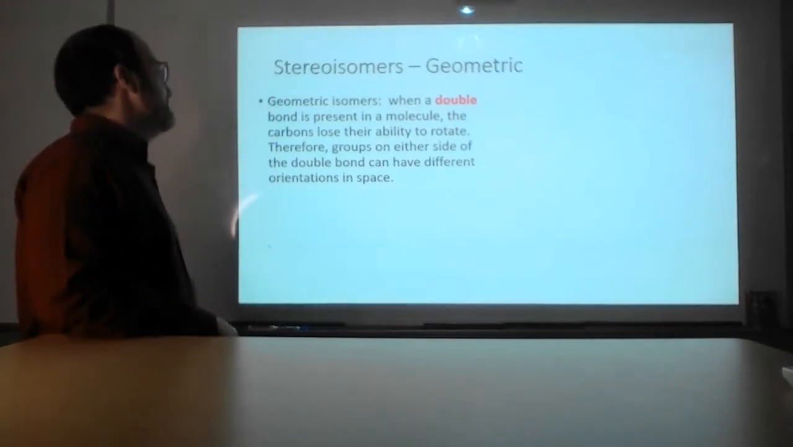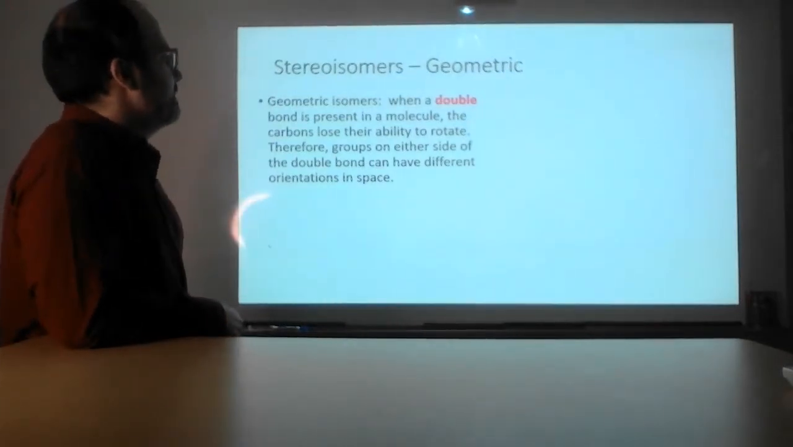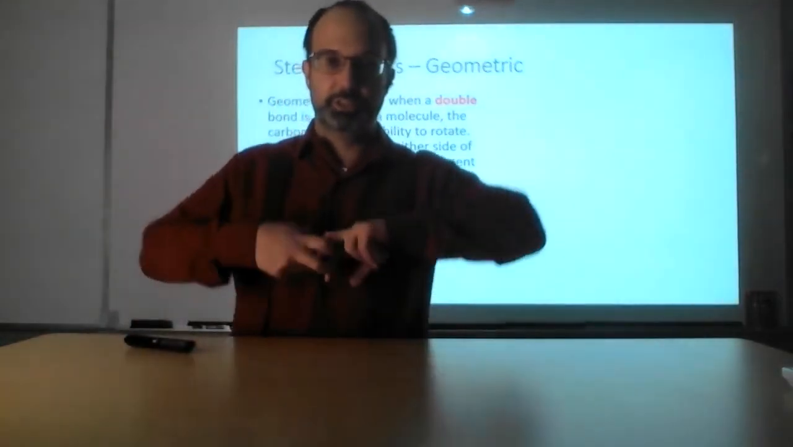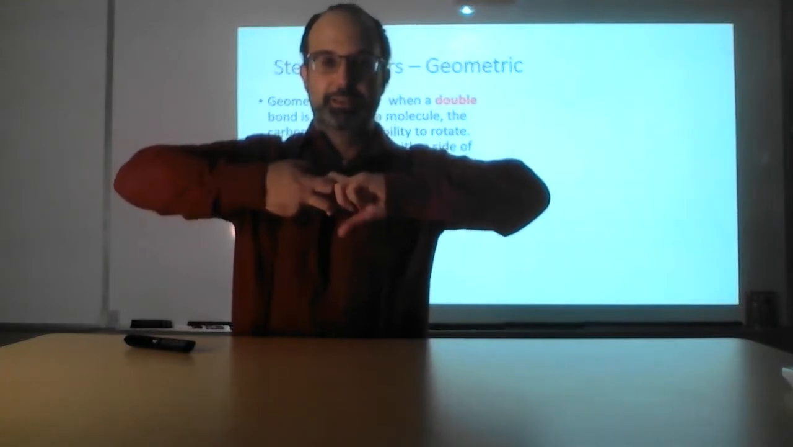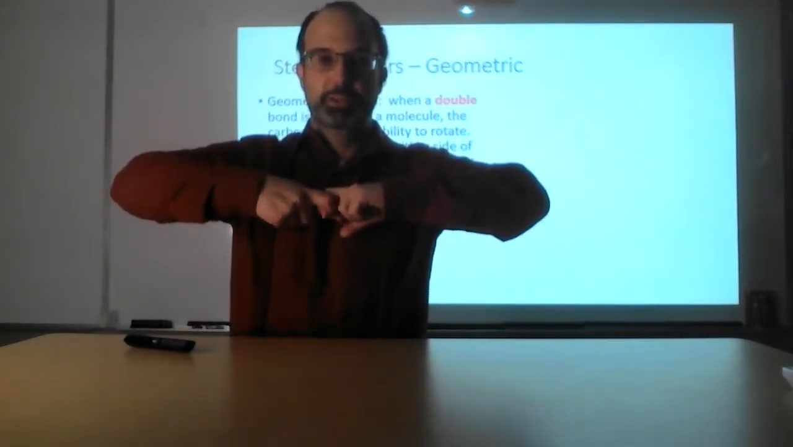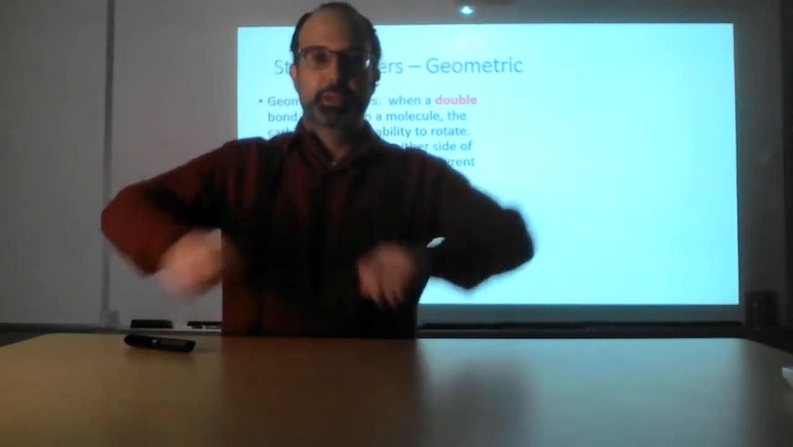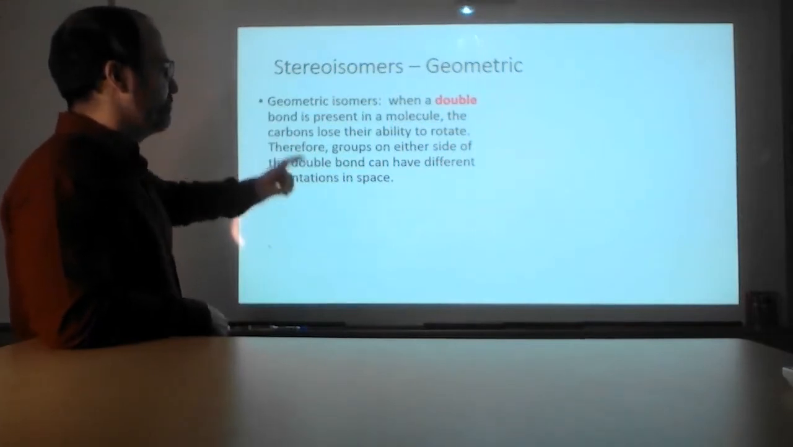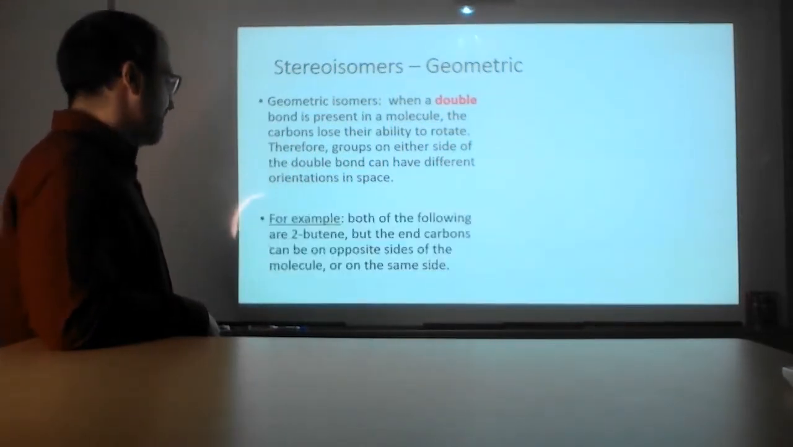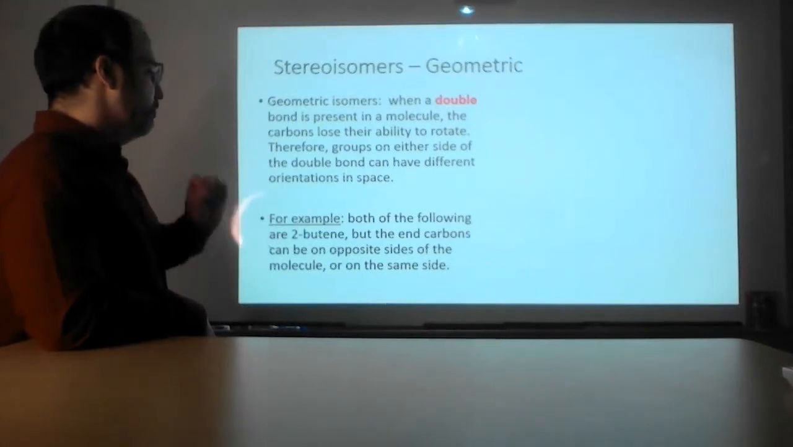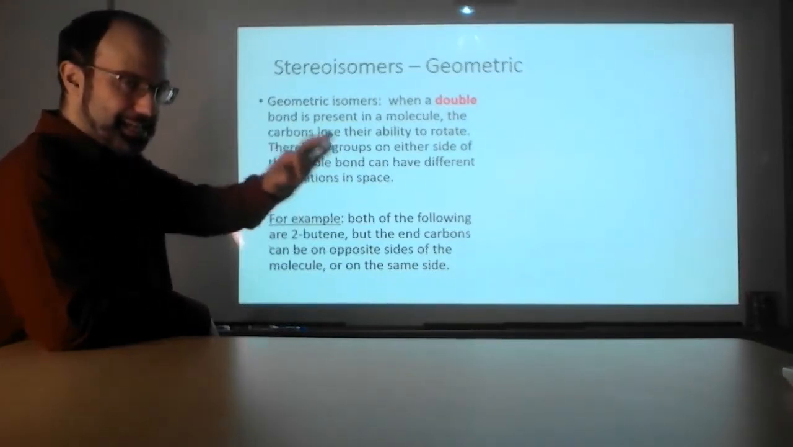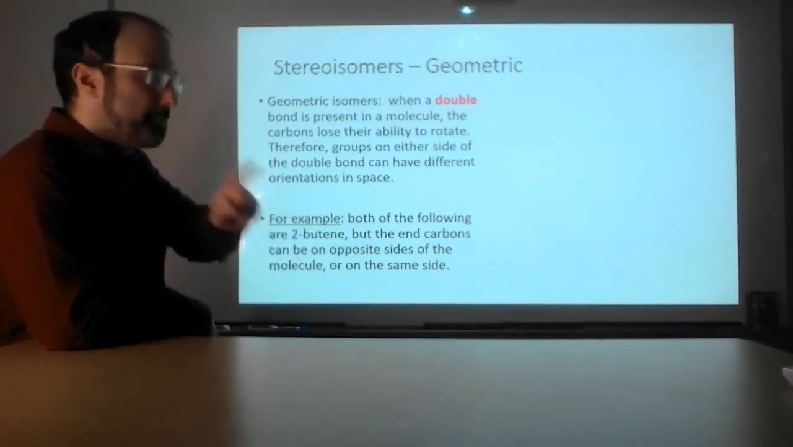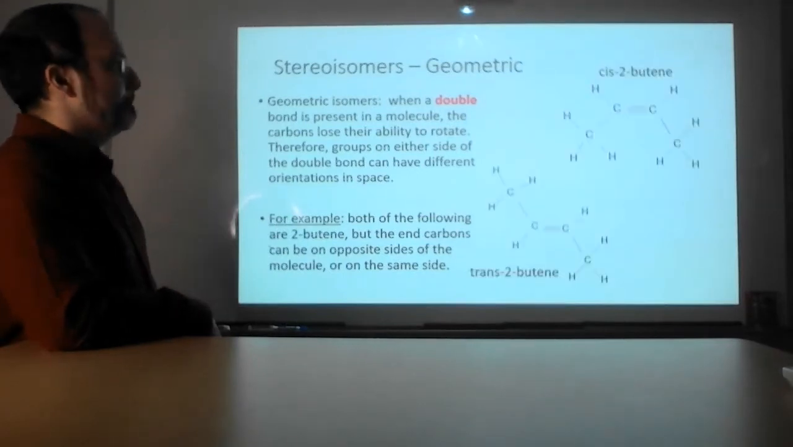Geometric isomers are when a double bond is present in a molecule, and the carbons then lose their ability to rotate. Basically, if they've got 2 hooks on each other, right? They got 2 hooks connecting, they can't spin. They don't have any room. If there's only 1 hook, they can spin a little bit, right? Therefore, groups on either side of the double bond can have a different orientation in space. Let's just show you a picture, okay? For example, both the following are 2-butene. Butene, E-N-E, butene, double bond. 2, the double bond is on the second one. Both of these are 2-butene, but they look different.